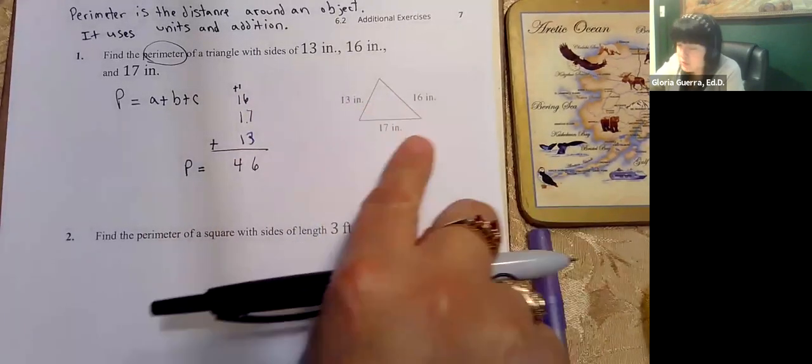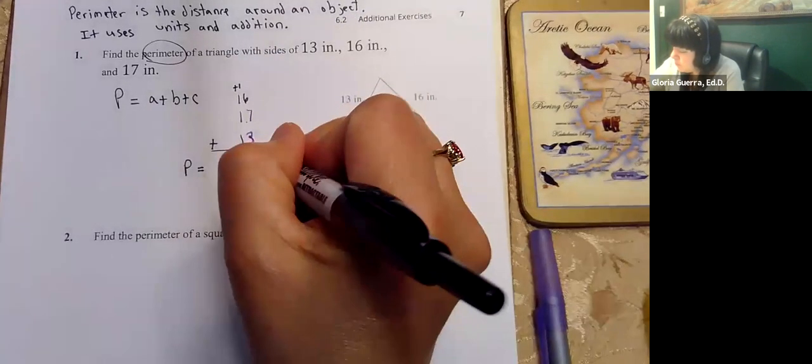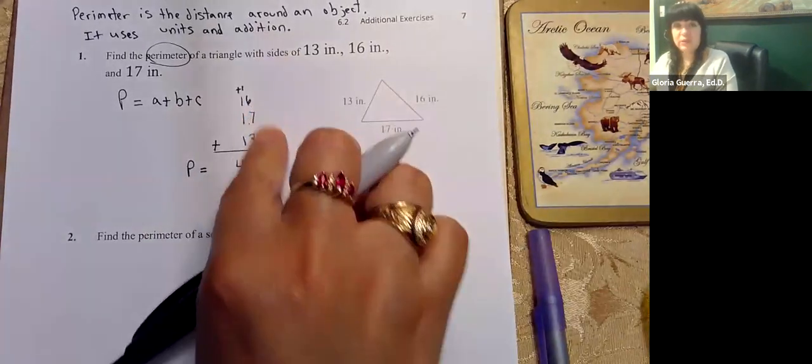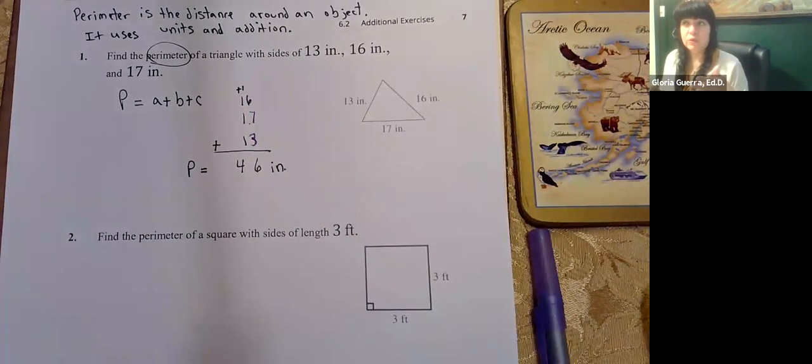You always have to have the same units. These are all inches, you can see. If they don't have the same units, some sides might have a larger unit than the others. You want to convert larger units to smaller units.